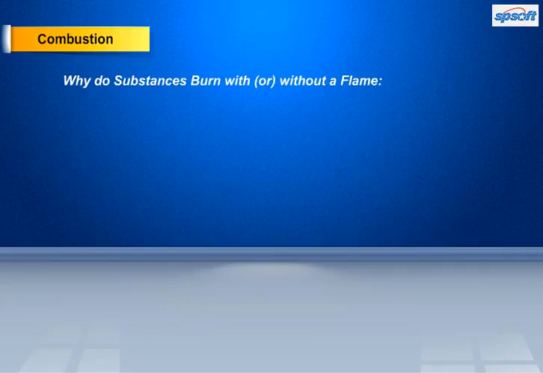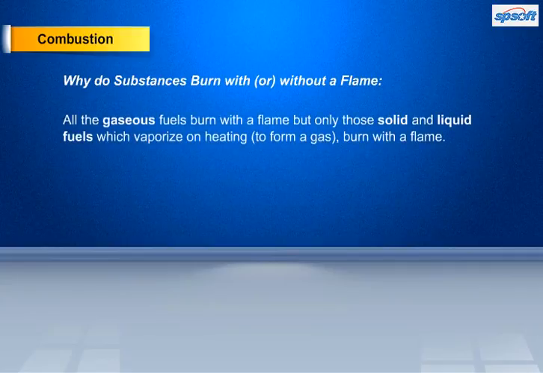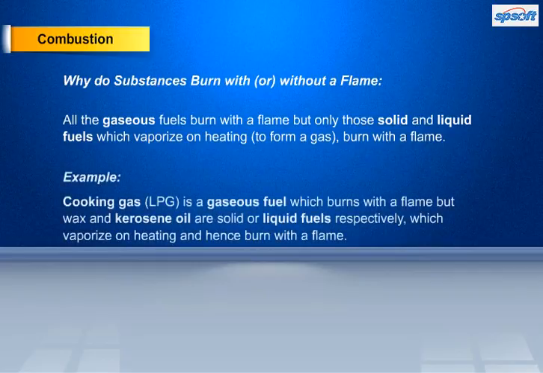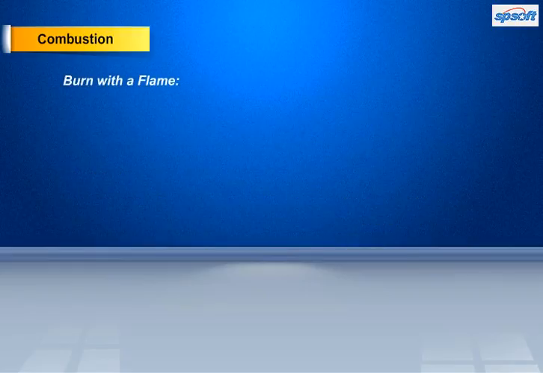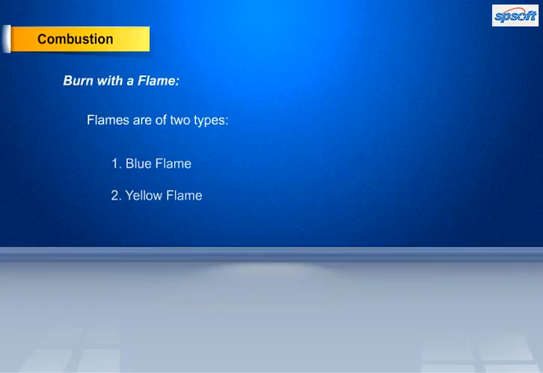Why do substances burn with or without a flame? All the gaseous fuels burn with a flame, but only those solid and liquid fuels which vaporize on heating, that is, form a gas, then burn with a flame. For example, cooking gas, LPG, is a gaseous fuel, which burns with a flame directly, but wax and kerosene oil are solid or liquid fuels, which vaporize on heating, and hence burn with a flame. Flames are of 2 types, blue flame and yellow flame.